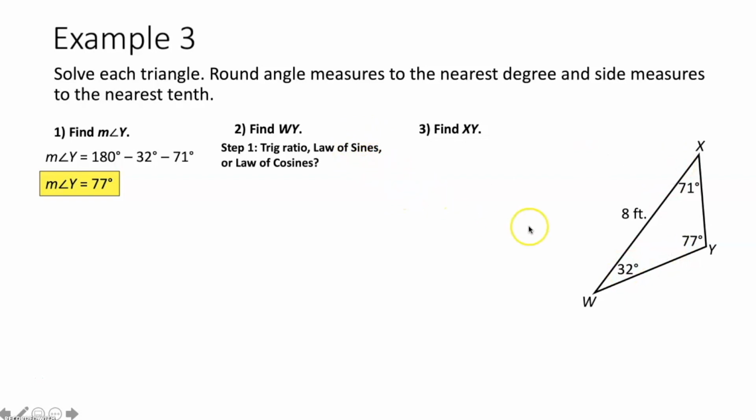So it would make sense that if we are given three angle measures and a side length, we could still use the law of sines. So how do we set up the law of sines? Well, remember, law of sines is just sine of an angle over the side opposite is equal to sine of another angle over the side opposite.